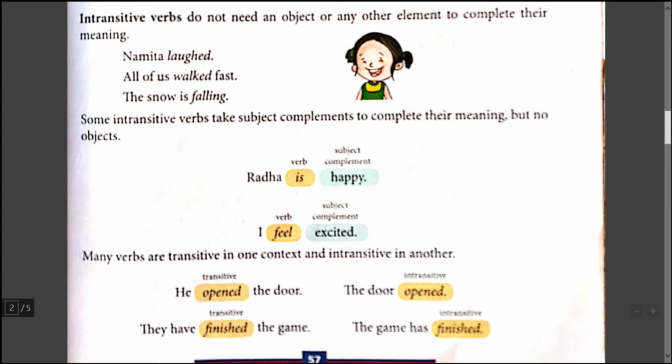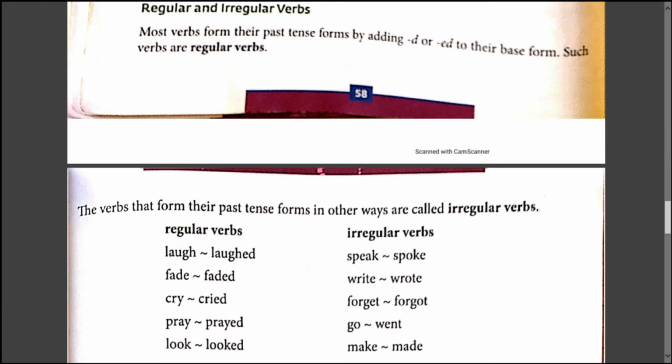So you should understand. Now on page number 58, students, we have regular and irregular verbs. Most verbs form their past tense forms by adding d or ed to the base form. Such verbs are regular verbs. When you add ed, a new word is being made. Let's see how. The verbs that form their past tense forms in other ways are called irregular verbs.